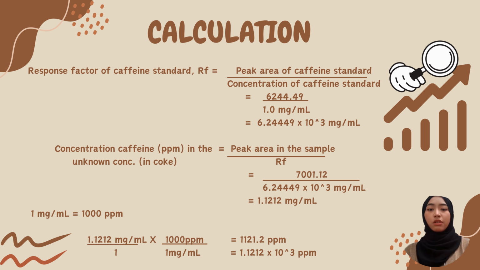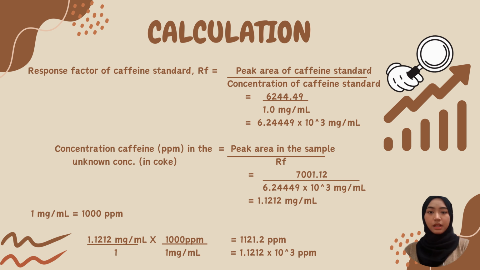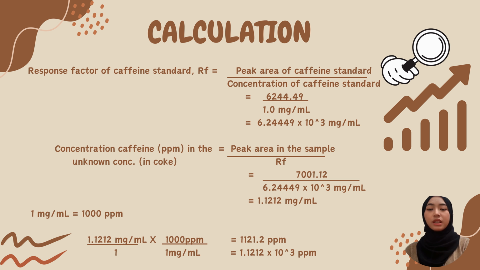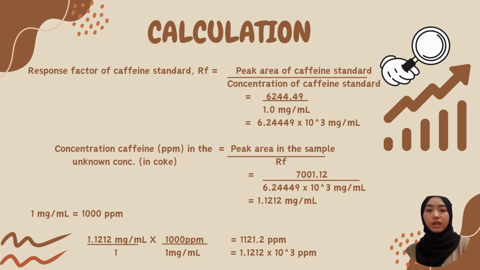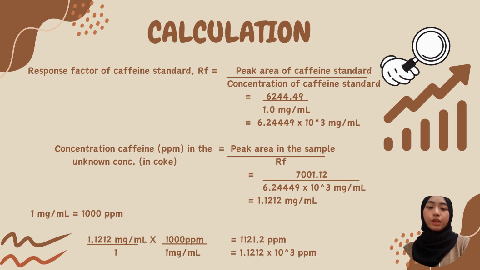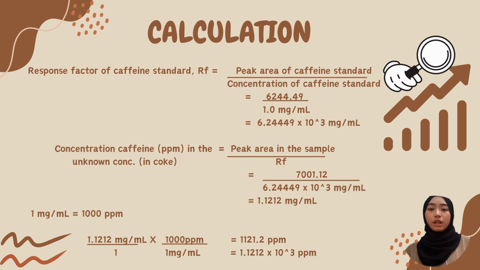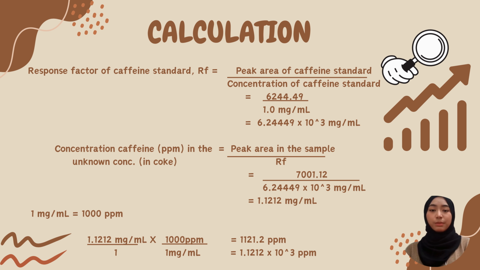We apply the same calculation method to find the concentration of caffeine in the Lavita sample by dividing the peak area by the response factor to get 5.5828 mg over ml. To convert the value to ppm, we know that 1 mg over ml equals 1000 ppm. Thus, the final concentration of caffeine in the Lavita sample is 5.5828 times 10 power of 3 in unit ppm.